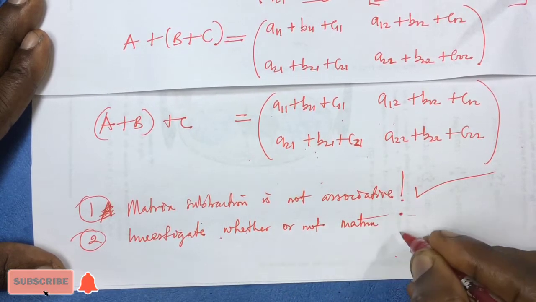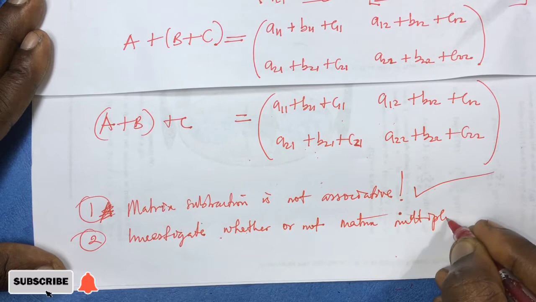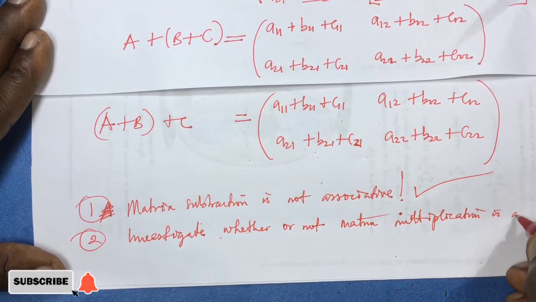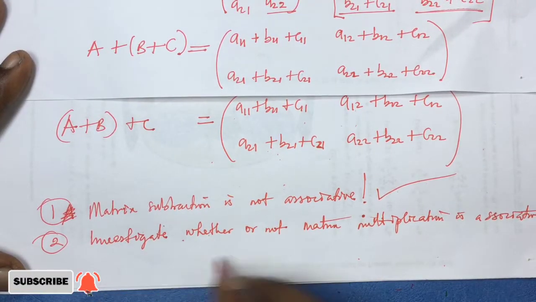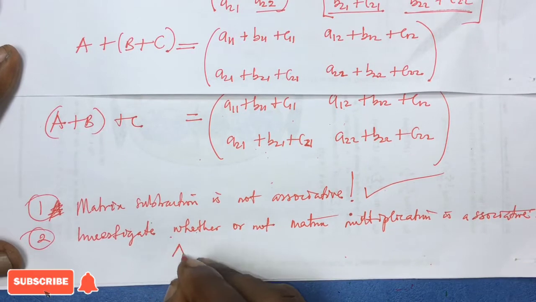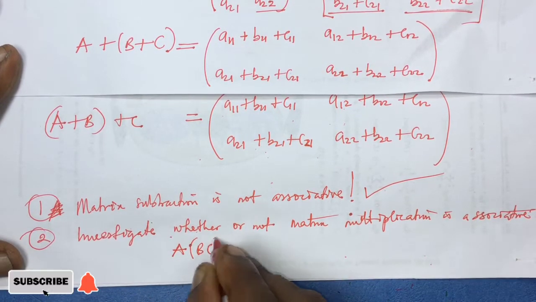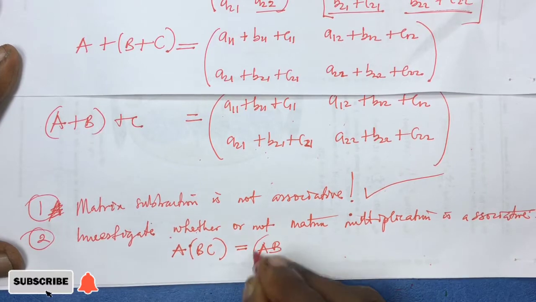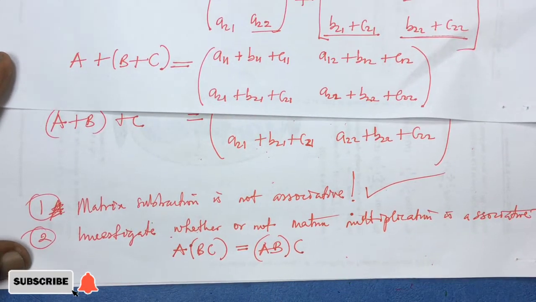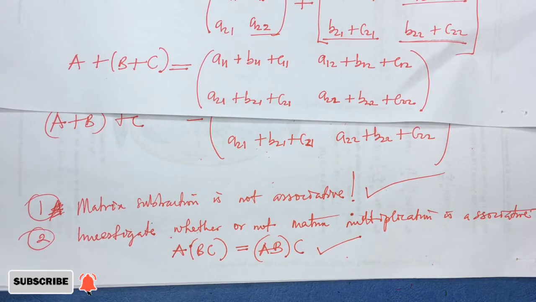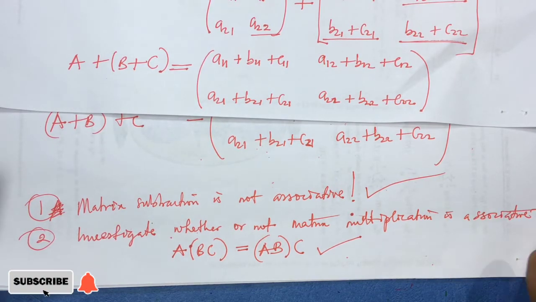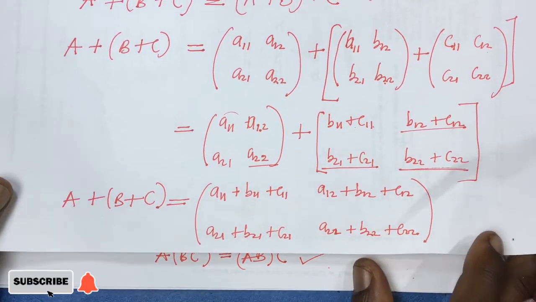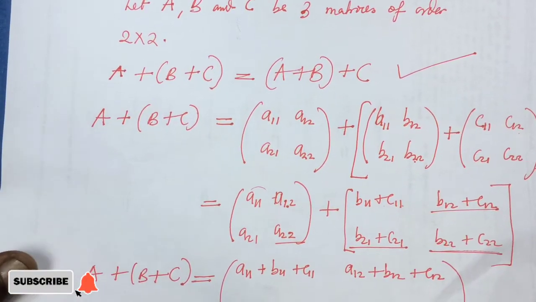matrix multiplication is associative. Investigate, okay? To investigate whether matrix multiplication is associative means we want to show that A in bracket BC is equal to AB in bracket C. Now take note, this may show you that matrix multiplication is associative or not associative. So you find out that and give me a comment below, okay? Subsequently give me a comment whether or not you've been able to get that done.